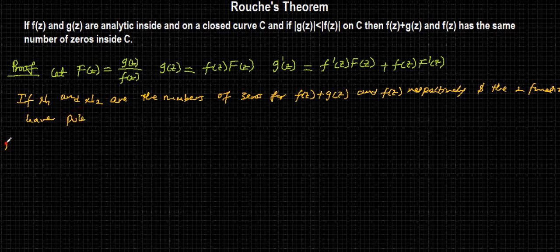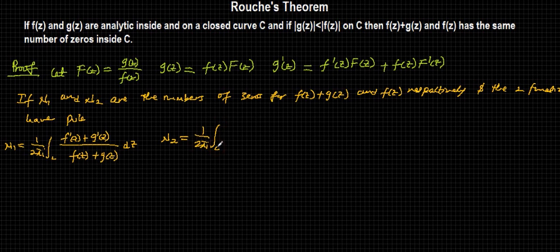Then n1 will be equal to 1 over 2 pi i, integral of the contour, of f prime of z plus g prime of z divided by f of z plus g of z dz. And n2 will also be 1 over 2 pi i integral of the contour of f prime of z divided by f of z dz.